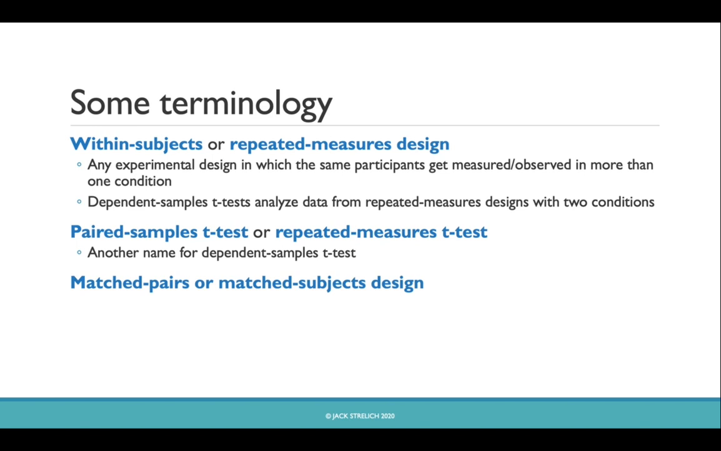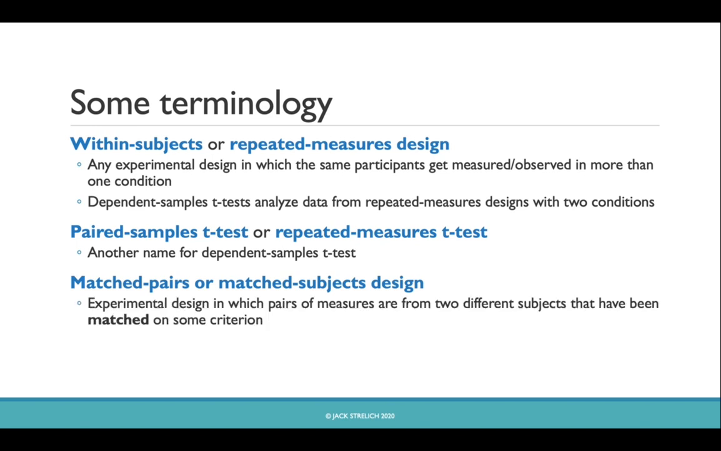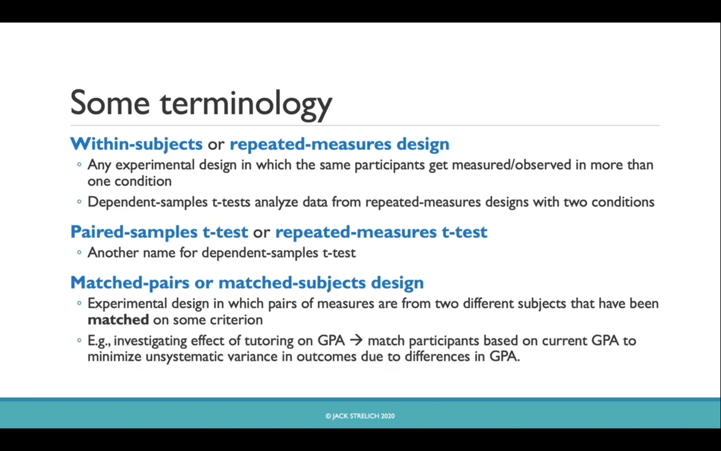A matched pairs or matched subjects design is a special type of experimental design in which pairs of measures are from two different subjects that have been matched on some criteria. For example, let's say we wanted to investigate the effect of tutoring on students' GPA. We could match participants based on their current GPA to minimize unsystematic variance in outcomes due to differences in GPA. We could then test our hypothesis via a dependent measures t-test.